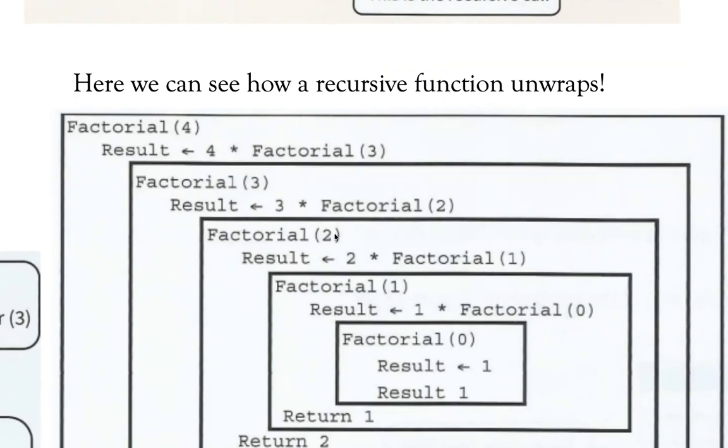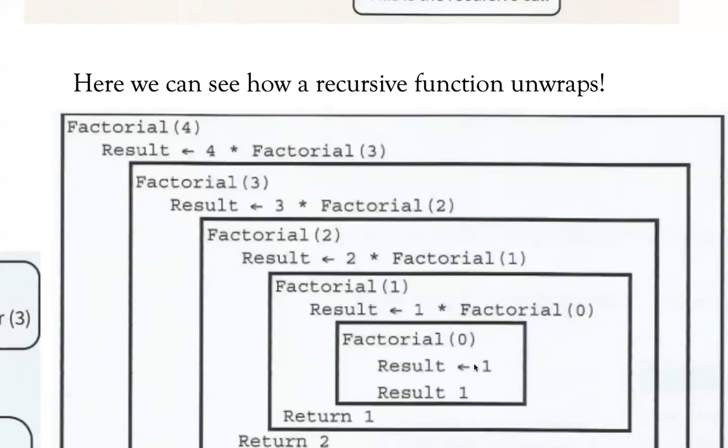For factorial 2 to be done, I will have to first calculate factorial 1. And for factorial 1 to be done, I have to first calculate factorial 0. And I know the result of factorial 0. Now imagine this. I have the value of factorial 0. My result is now 1. And I will return this value 1.